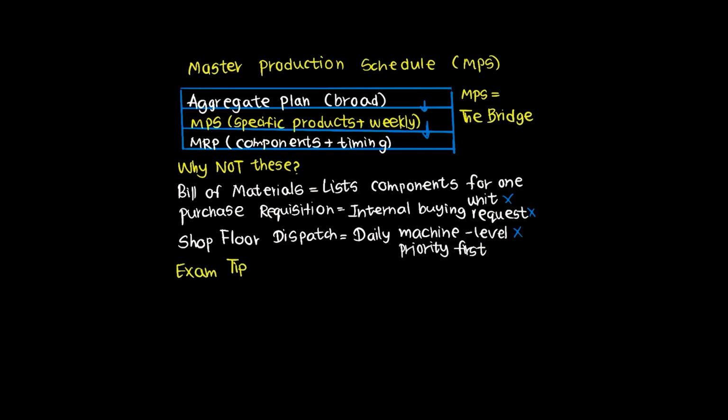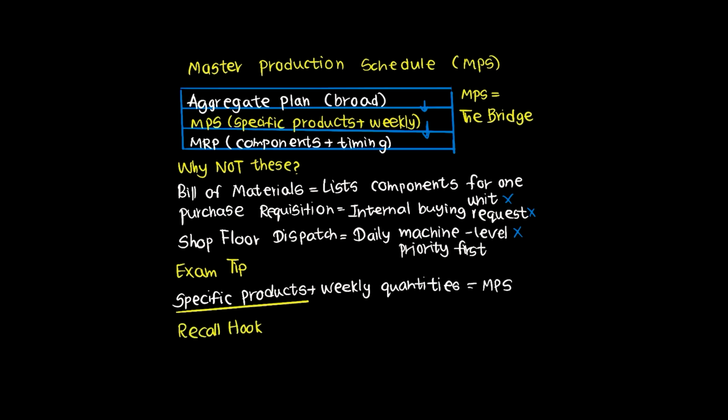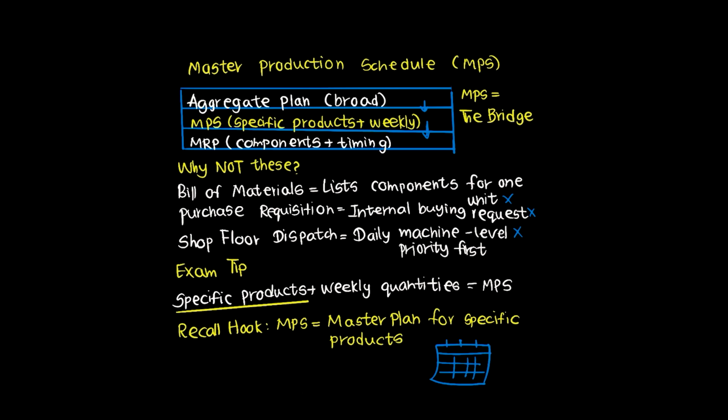Here's a WGU C215 OA exam tip for you. When the question says translate aggregate targets into specific product quantities and weekly timing, that is the master production schedule. Quick recall hook. MPS equals the master plan for specific products.